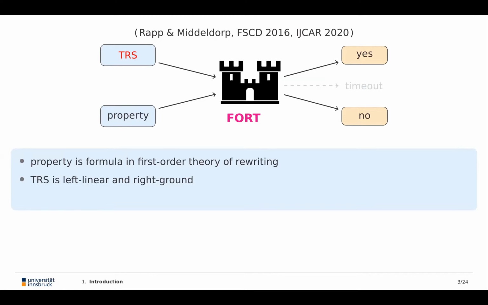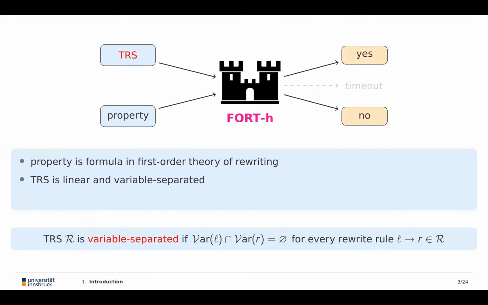This restriction to left-linear right-ground systems, as mentioned before, can be generalized a little bit. We generalize this to linear variable separated TRSs, which is implemented in a newer tool, FORTH. Variable separated TRSs are different than normal TRSs. We drop the usual constraints. However, we require variables on the left-hand sides of rules to be different than the variables on the right-hand sides of rules, so they don't share any variables. And linearity is still also important.